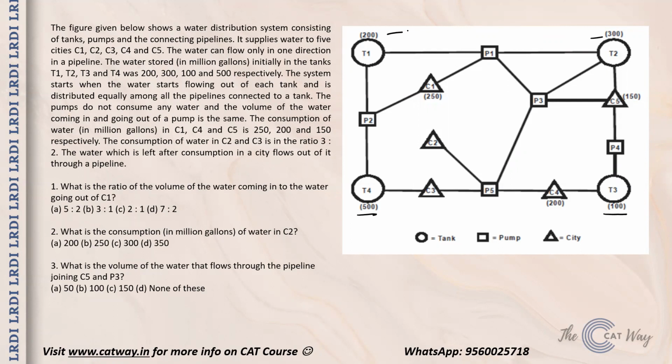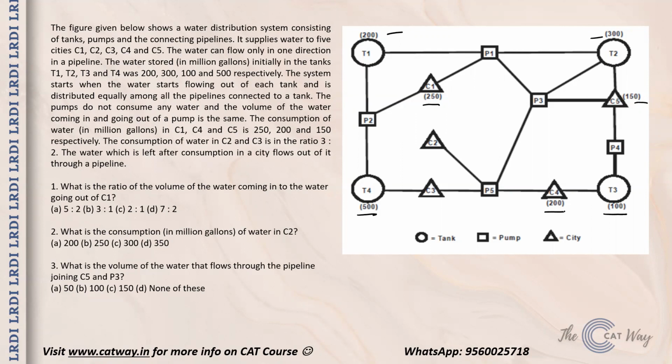Then it says that the system starts when the water starts flowing out of each tank and is distributed equally among all the pipelines connected to a tank. The pumps do not consume any water and the volume of water coming in and going out of the pump is the same. So the pumps are not going to hold any water, they are just going to pass it to different locations. Now the consumption of water, in million gallons, in C1, C4 and C5 is 250, 150 and 200, which has already been mentioned. Then what has been given is that consumption of water in C2 and C3 is in the ratio 3:2.